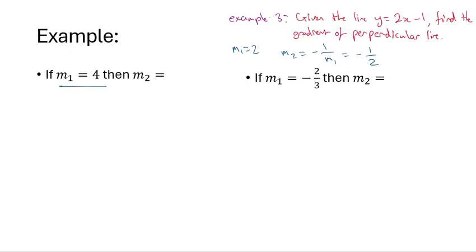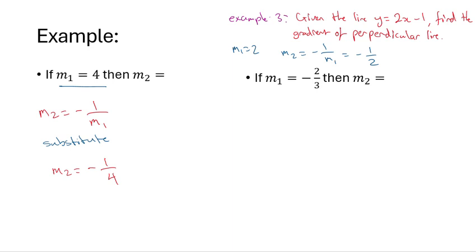Now, let's go through some examples. In this question here, we're given what m1 is already, so we can just apply our formula, and all you're doing is substituting. So when you substitute, it becomes m2 equals negative 1 over 4, and you're done, just like that. That means the gradient of the perpendicular line for when m1 equals 4 is m equals negative 1 quarter.